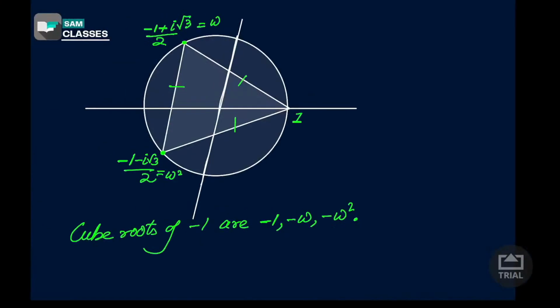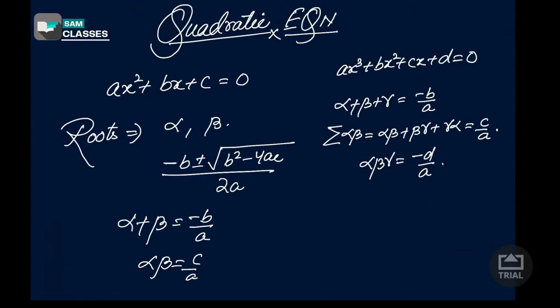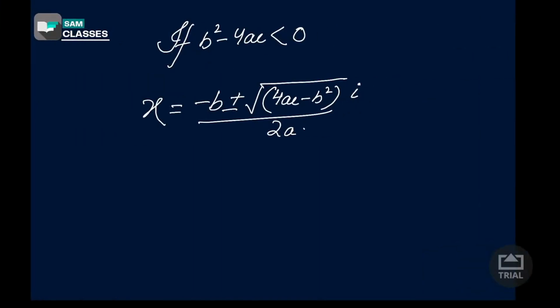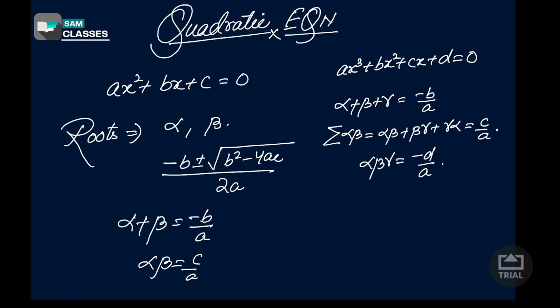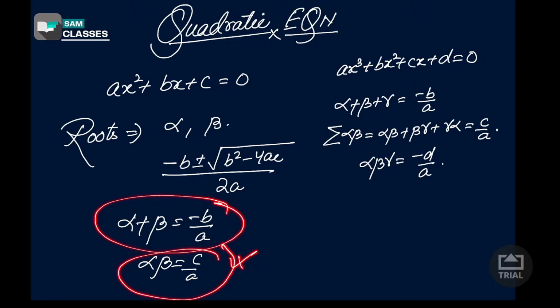Quadratic equation, students, what we have? Ax square plus bx plus c, if the roots are alpha and beta. Earlier we used to get stuck by minus, so now whenever you are getting square root of -1, you put an i. That's it. And these you all know: alpha plus beta is equal to minus b by a, the sum of the roots. Alpha beta is equal to c by a.